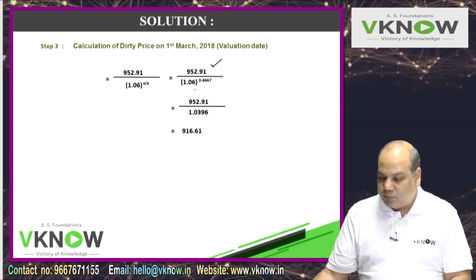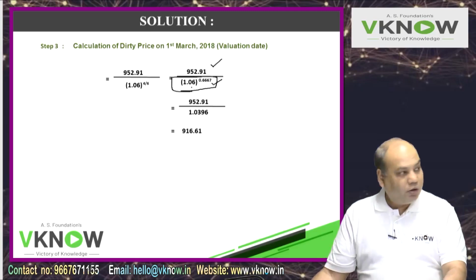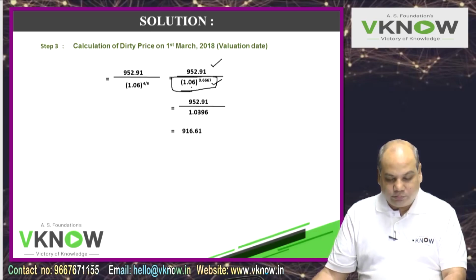952.91 upon 1.06 to the power 0.6667. Now this you have to calculate now on your calculator. Are you ready with me? 1.06. Press square root 12 times. Minus 1 into 0.6666666666 plus 1, multiply, equal to 12 times.